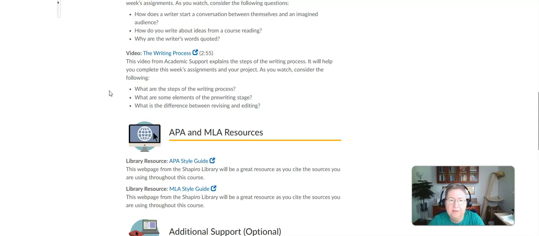So what are some of the elements of the pre-writing stage? And what is the difference between writing and editing? What is the difference between revising and editing? We have mostly been doing pre-writing up to this point, and starting next week, then you'll be working on the actual writing stage by producing a draft.